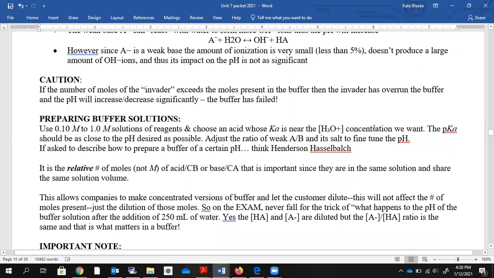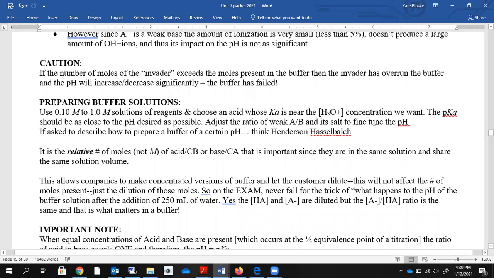When we make a buffer solution, the easiest way to determine whether a buffer is going to be good is to choose an acid or a base that has the pKa of that acid as close to the pH that we want to maintain as possible. So for example, when we're talking about the buffer in your circulatory system in your blood, we want to keep that pH really close to 7.4. So we need to find a buffer system that has a pKa that would also be very close to 7.4.